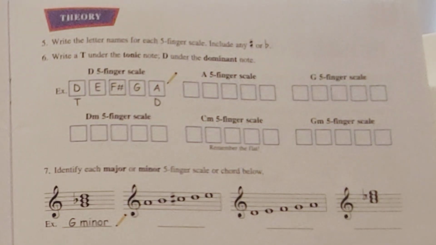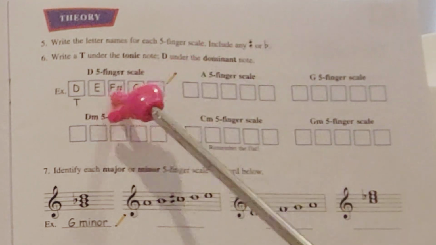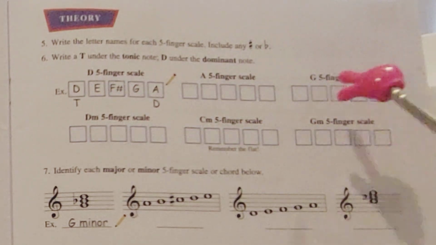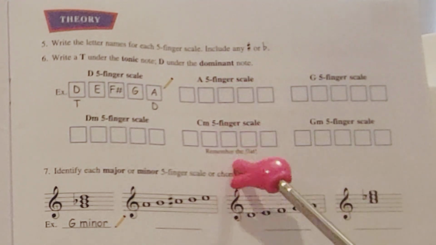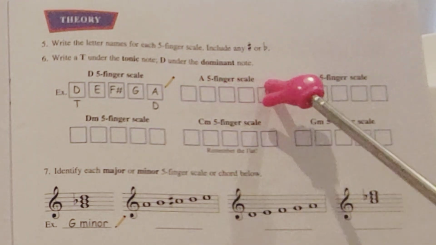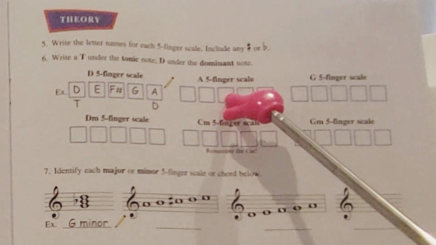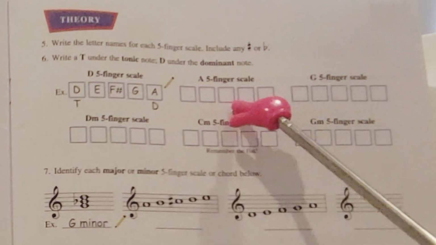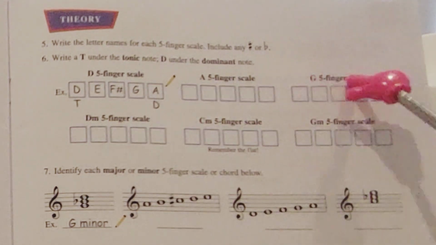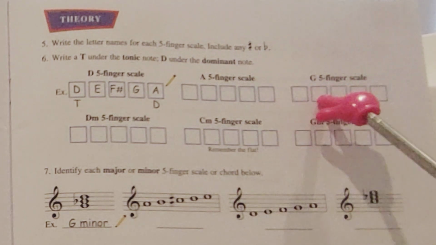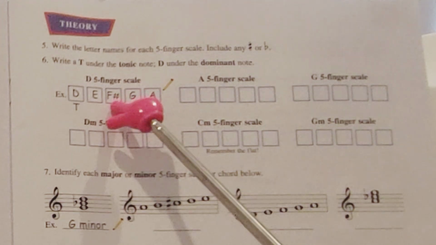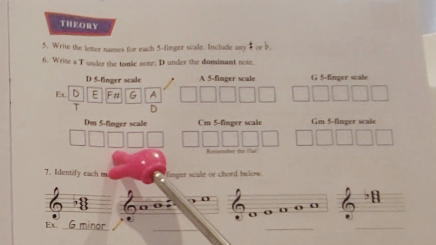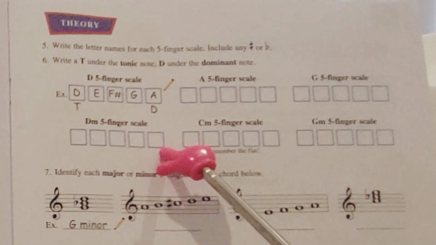5 finger scales exercise. Remember, all of these are major if it's not written with a little m. So remember the difference between major and minor is in the middle letter, which is the third. For A 5 finger, remember we have a sharp in here. So we have A, B, C sharp, D, E. G 5 finger, we have G, A, B, C, D. D minor, remember major you have a sharp, so you flat the sharp, and it becomes D, E, F, G, A.